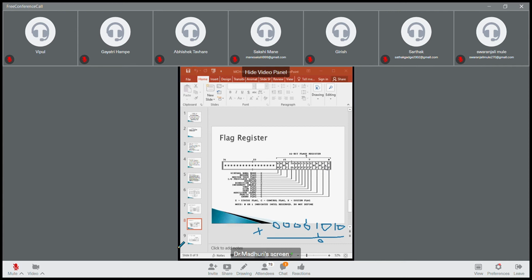Now the next flag is the interrupt flag. The interrupt flag is set when the processor handles an external hardware interrupt. What do you mean by interrupt? That is again your 3rd or 4th unit, but just remember the interrupt word.